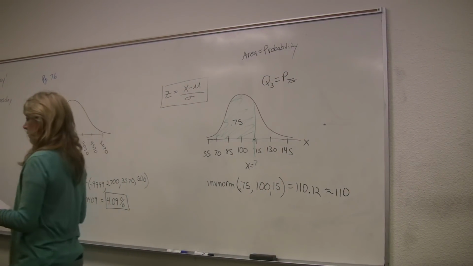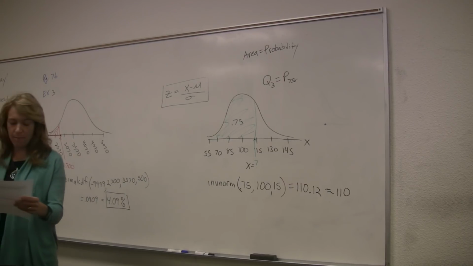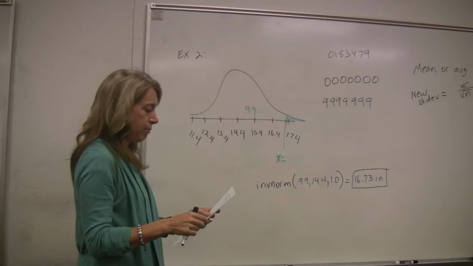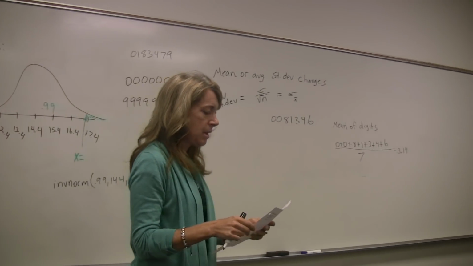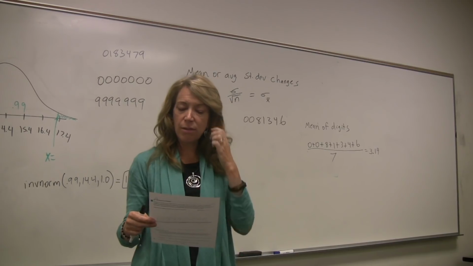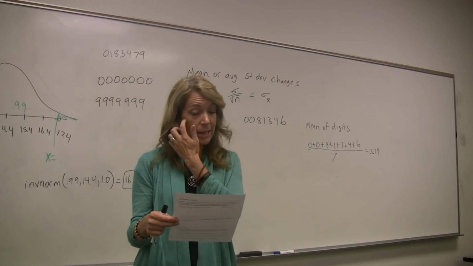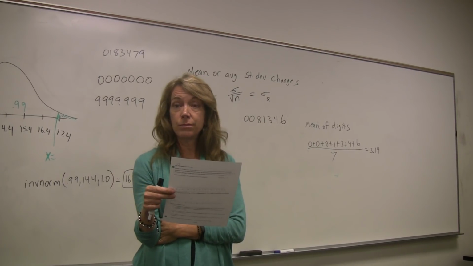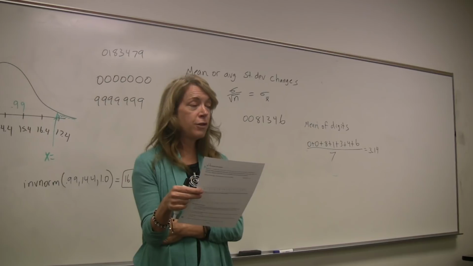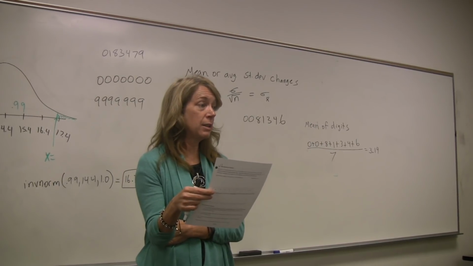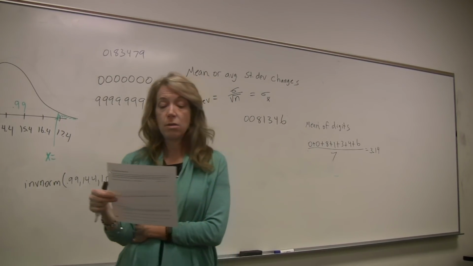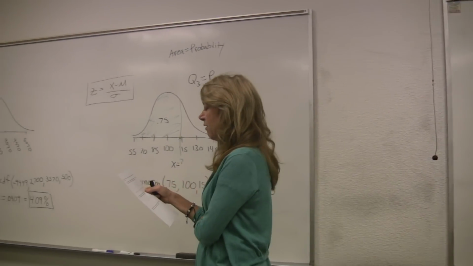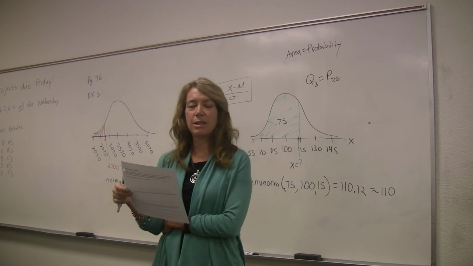Okay, so let's look at the subtle difference here. Example 5, on top of page 79. Now we're worried about lengths of pregnancies. Pregnancies are normally distributed with a mean of 268 days and a standard deviation of 15 days. The first question is technically a review of what we've been doing. One pregnant woman is randomly selected. Find the probability that her length of pregnancy is less than 260 days.